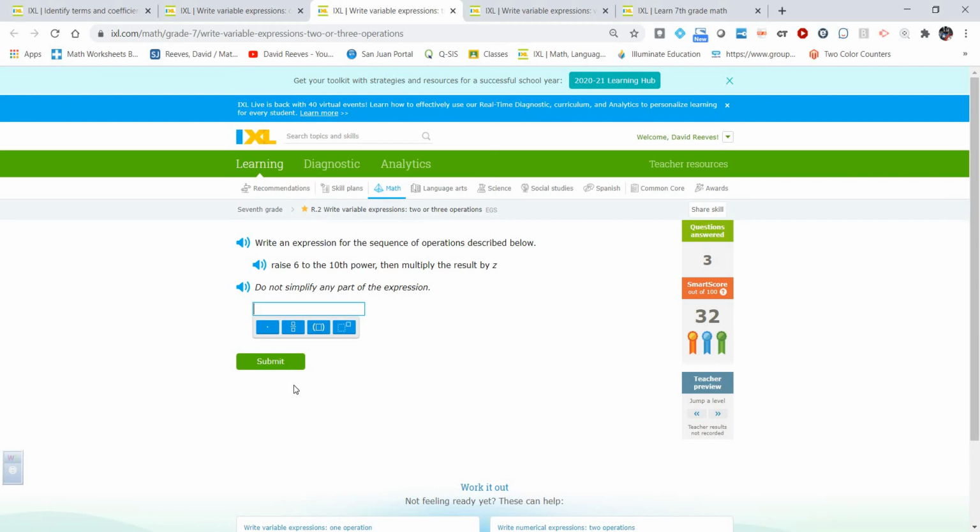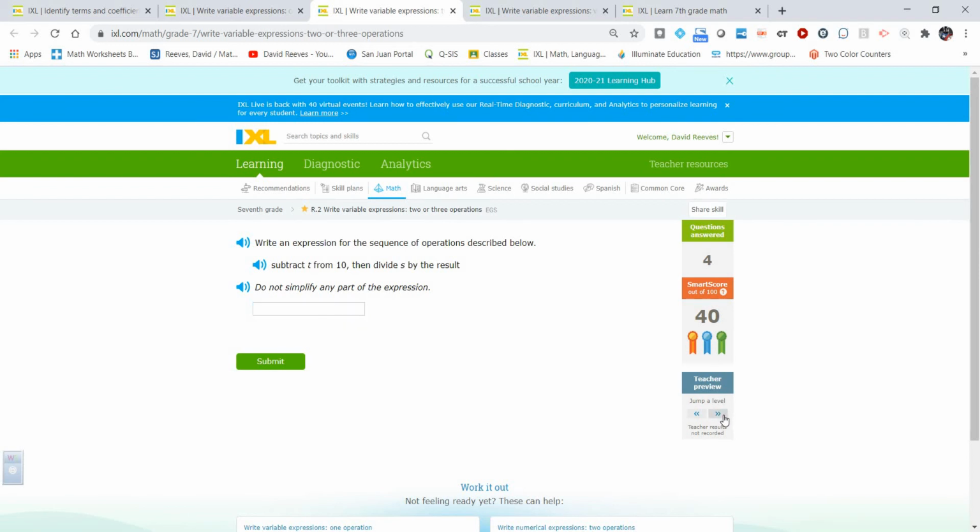Got to be careful. Raise 6 to the 10th power, then multiply the result by z. So I'm going to raise 6 to the 10th power, and then I'm going to multiply that by z. Now in this case, I don't need to put a multiplication symbol, and I certainly don't need parentheses because exponents come before multiplication, right? Again, it's not necessarily wrong to put parentheses here or to put a multiplication symbol. It's just kind of overkill. All right, so again, if you put a multiplication symbol, correct. If you put parentheses, correct. If you just wrote what I wrote, super.